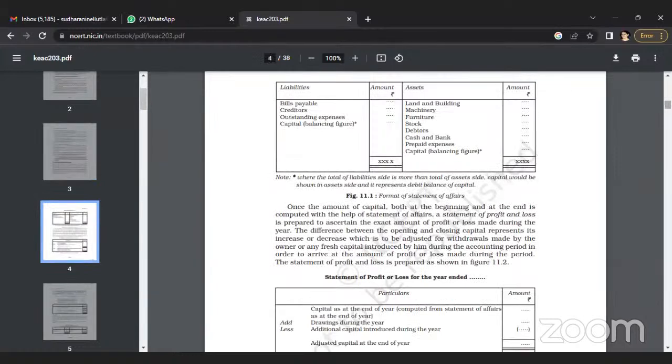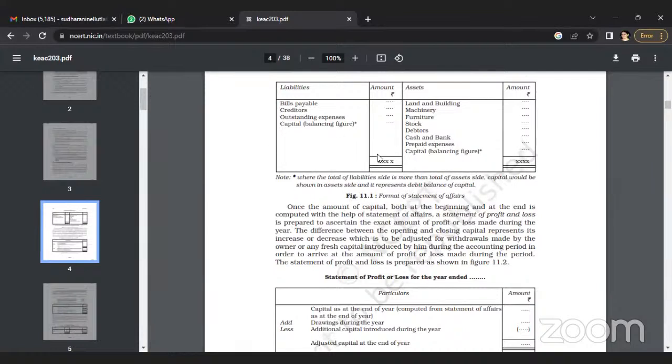Only the thing is, they are not maintaining books under our double entry system, so we don't call it a balance sheet. On the left hand side, that is the liabilities part, you will take the bills payable and outstanding expenses, and on the asset side, you will take land, building, machinery, furniture, whatever the assets are. The difference between the assets and liabilities is going to be your capital.